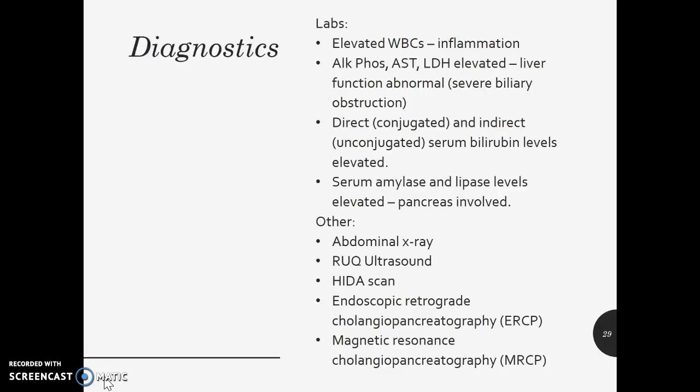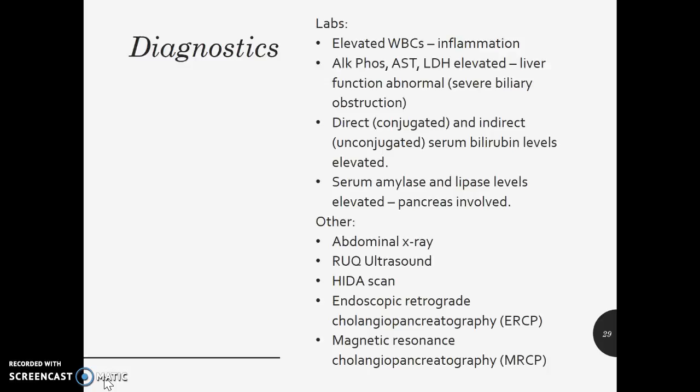In terms of diagnostics, this is a list of labs and other studies that are usually done. In some of the results, you typically are going to have elevated white blood cell counts anytime you have inflammation. If your liver function is abnormal, you will also have alkaline phosphatase, AST, and LDH elevated, and those are usually more with severe biliary obstruction. You may have bilirubin levels elevated. If the pancreas is involved, you will often see amylase and lipase levels elevated as well.